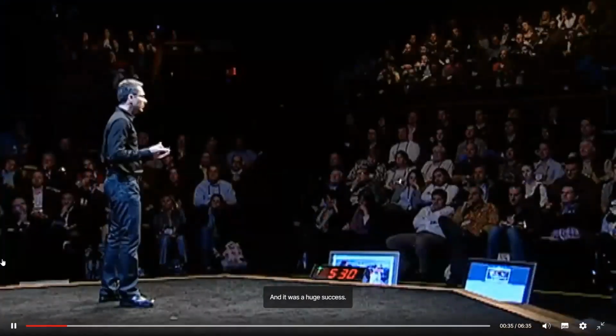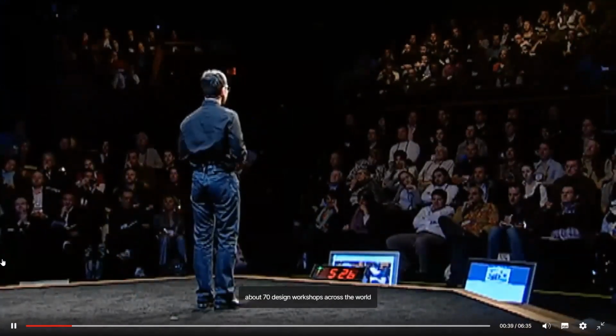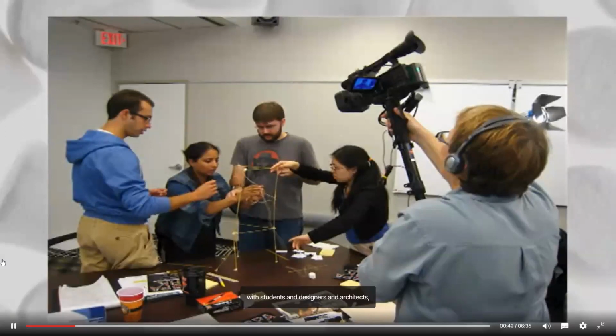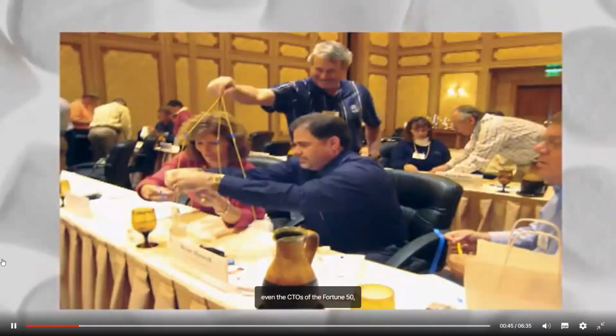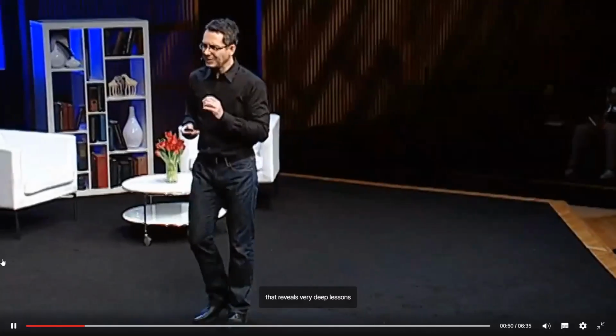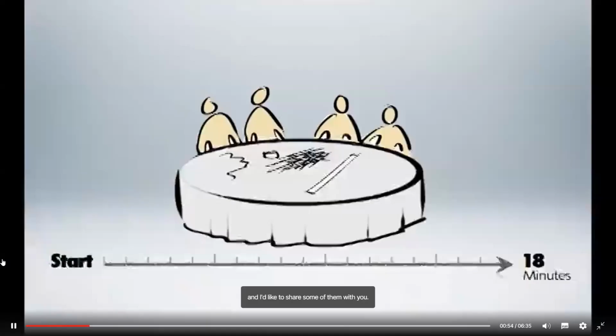And so I thought this was an interesting idea, and I incorporated it into a design workshop, and it was a huge success. And since then, I've conducted about 70 design workshops across the world with students and designers and architects, even the CTOs of the Fortune 50. And there's something about this exercise that reveals very deep lessons about the nature of collaboration, and I'd like to share some of them with you.